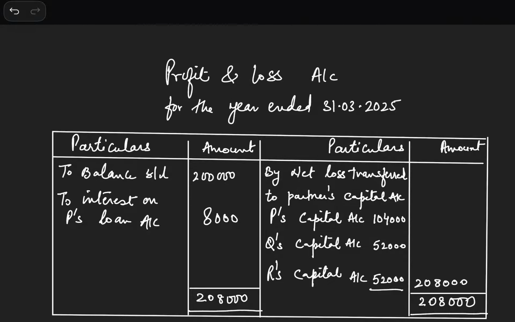Since we are asked to show the distribution of loss, we'll make the profit and loss account. I hope with this you have understood the question based on guarantee of profit whenever the firm incurs loss. We'll discuss questions on the basis of adjustment in closed accounts in my next video.